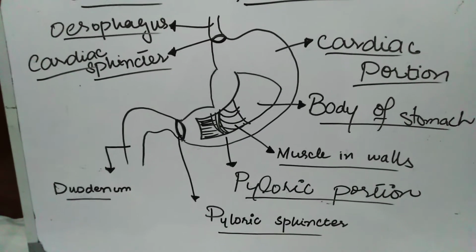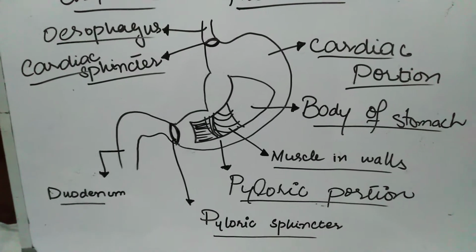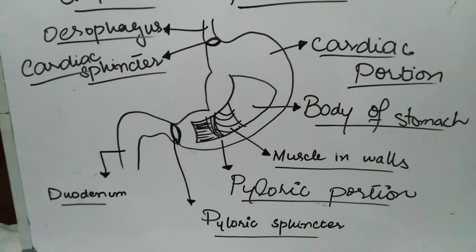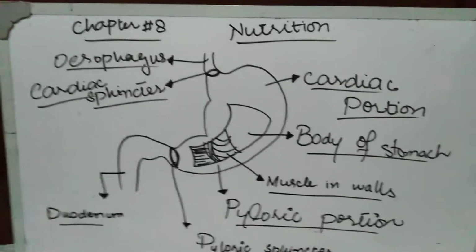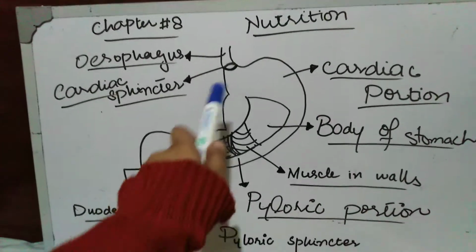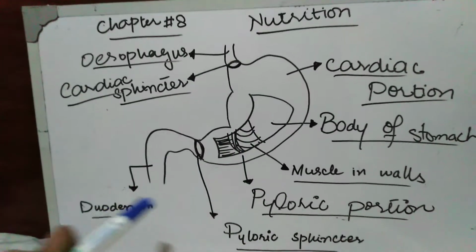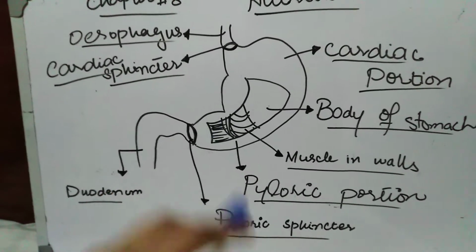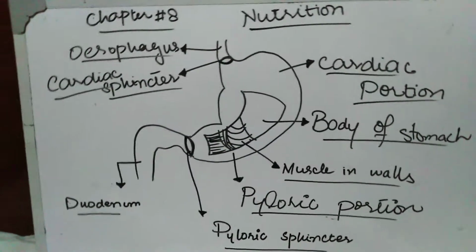The whole pathway is known as alimentary canal. After this, we will discuss its shape. What is its shape? J shaped. It is J shaped. Just like when you write J, it will make the shape of a stomach.